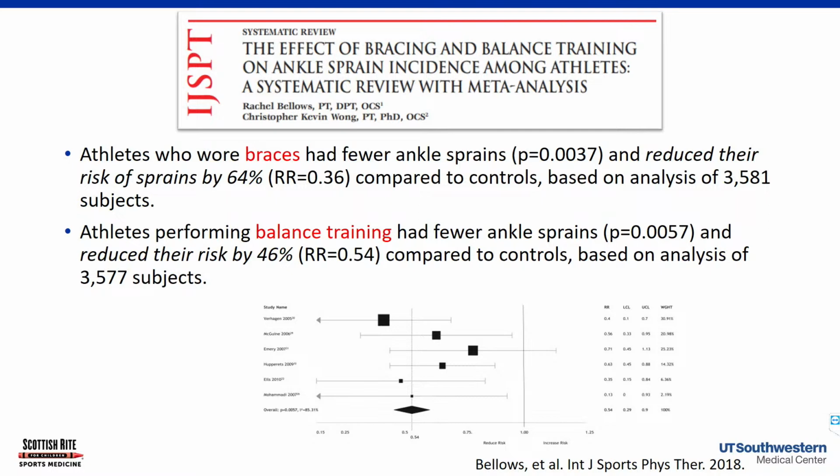Then there was another systematic review, with the same concept. They said athletes who wore braces had fewer ankle sprains and reduced their risk of sprains by about 64%. The other thing they found was that athletes performing balance training benefited. They looked at all the studies, and this shows those studies down here and the relative risk. Here is basically no effect, and when a study falls on this side, especially if it doesn't cross over, it means it reduces the risk of an injury. Based on 3,600 subjects across those 6 studies, they found that balance training prior to the season or as part of training also helped reduce the risk of injury. So there is some good evidence for bracing and balance training: most of the studies show a positive effect, and some are neutral.